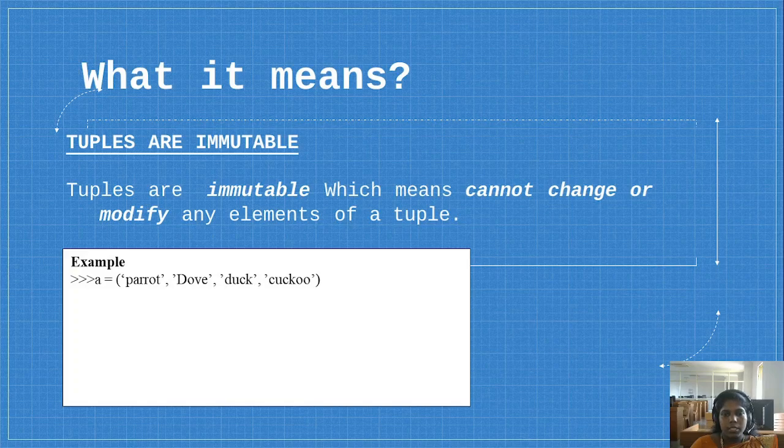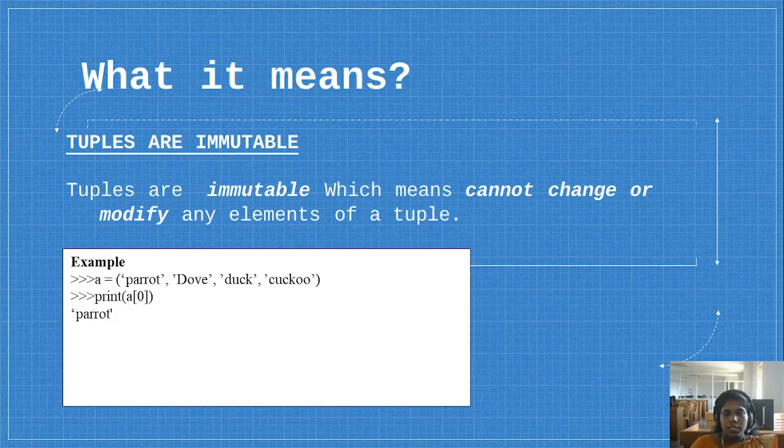For example, consider a tuple called A with some values: parrot, dove, duck, cuckoo. They are some elements or values present in the tuple. These values are ordered in such a way that they can be indexed. For example, if I want to get the first element present in the tuple, I can call it by the index number 0. If I print A of 0, it returns the first element or value present in the tuple. Similarly, we can call all the elements.